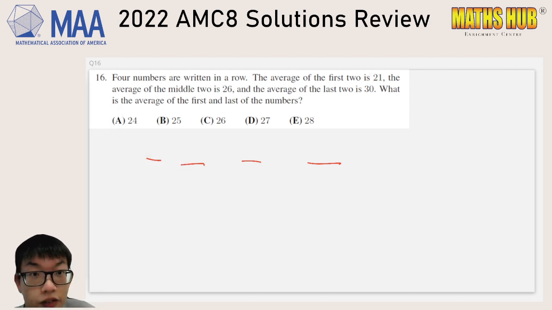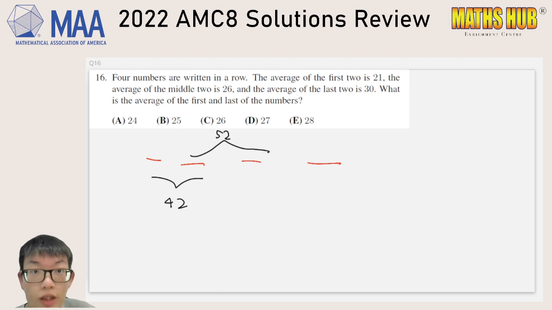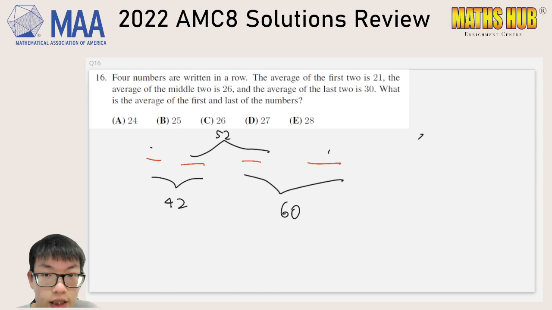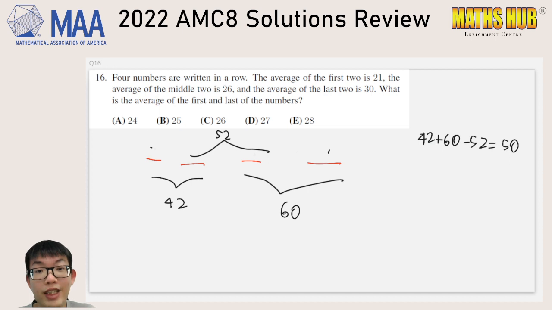Now the average of the first two is 21, so 21 times 2 is 42. The average of the middle two is 26, 26 times 2 is 52. The average of the last two is 30, 30 times 2 is 60. So you want the average of the first and last numbers. That is quite easy. We just do 42 plus 60 minus 52 to give us 50. 50 is the sum of the other two numbers at the start and end. And then you get the average. The average is 50 over 2, which is 25.